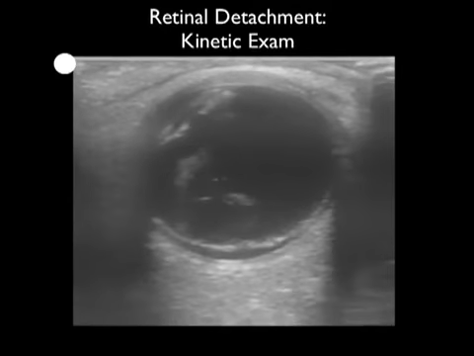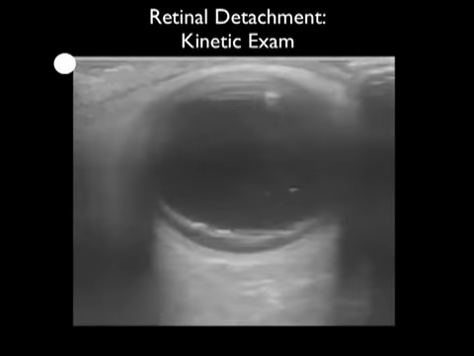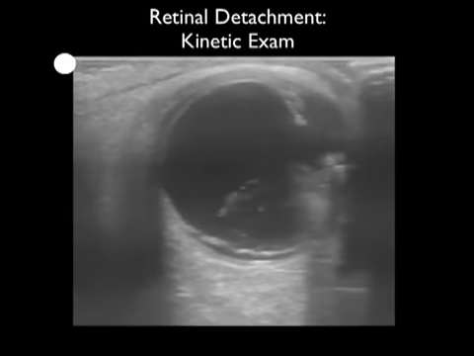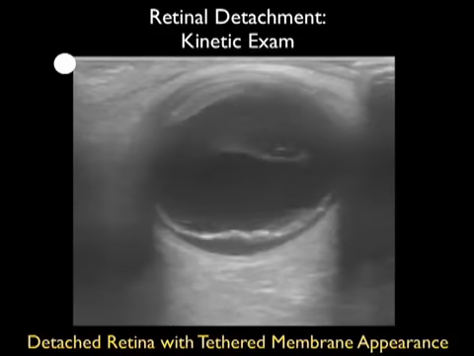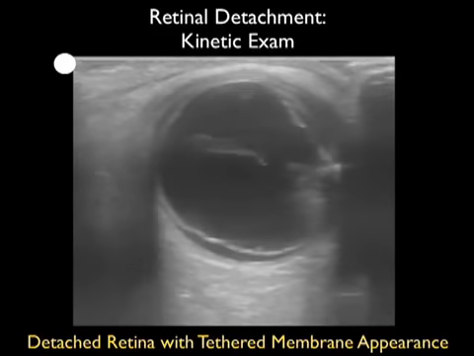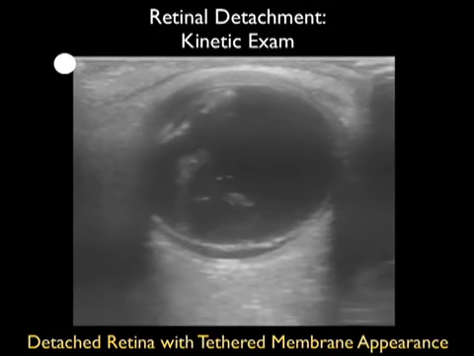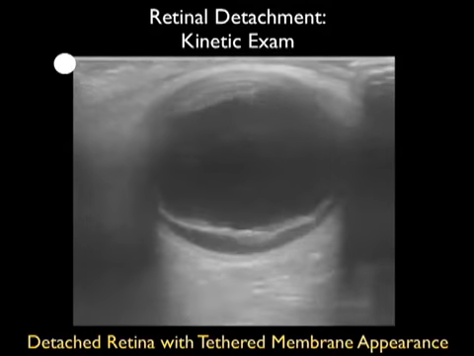Now let's take a look at a retinal detachment using the kinetic ultrasound examination. We're having the patient look from side to side as we place the probe over the closed eyelid, and we note here a very large posterior detachment of the retina. And we can see here that it has a tethered membrane appearance as the patient looks from side to side.